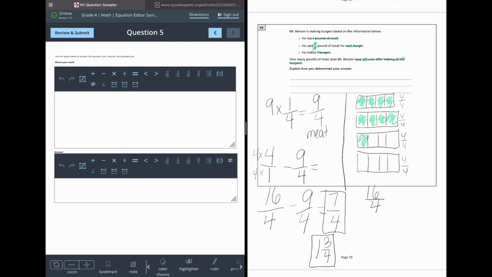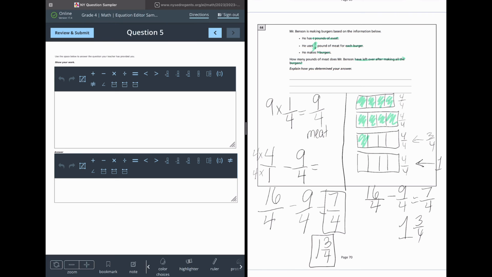So how much does he have left? 1, 2, 3, 4, 5, 6, 7. So when I subtract 9 fourths, I got 7 fourths. And I can see right here that I have 1 whole, and here I have 3 fourths left. Either one of those will work.